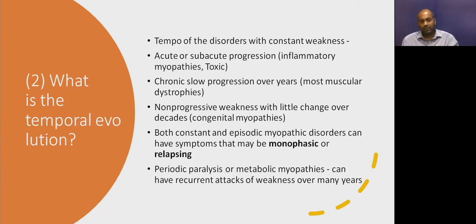So both constant and episodic muscle disorders can have monophasic symptoms or a relapsing course. Patients with periodic paralysis and metabolic myopathies classically have recurrent attacks of weakness over many years.